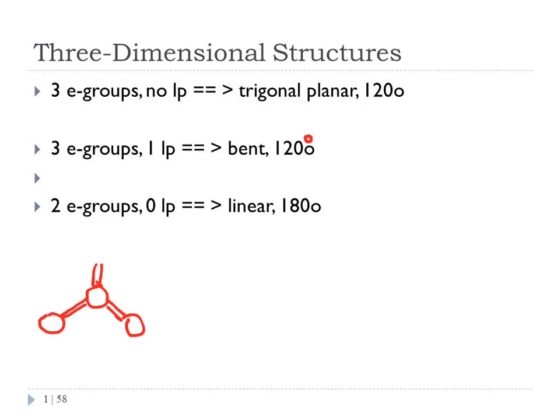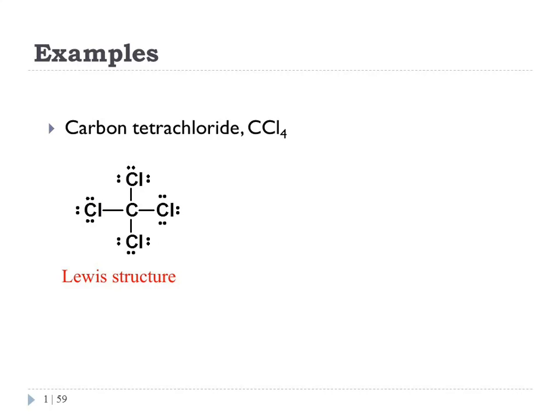And if you have two lone pairs with that configuration, you only have two atoms left. Two atoms are always linear. Any questions? Can you go back? Yep.